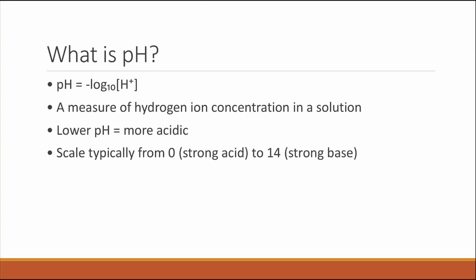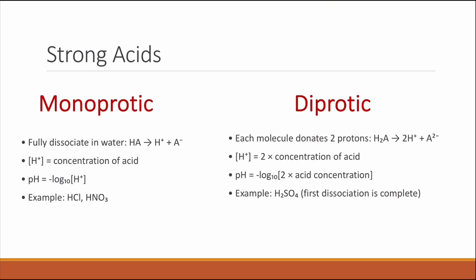Another common question in paper one is about the pH. The pH is a measure of the hydrogen ion concentration in a solution, and to calculate the pH, it equals minus log 10 of the hydrogen ion concentration. To calculate the pH, we need to find the hydrogen ion concentration, and we will do that depending on the type of solution. First of all, the strong acids.